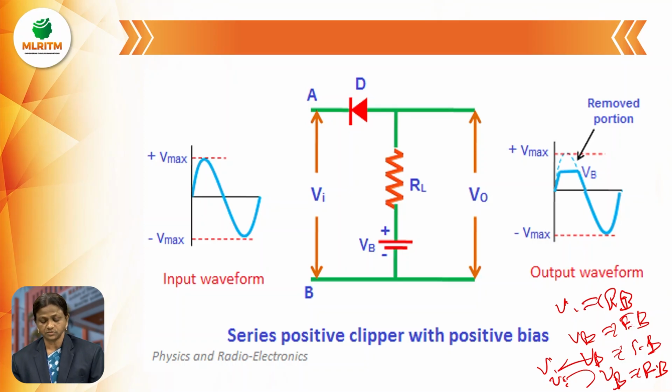The same current is also passing through load RL. Therefore, output voltage V0 equals IL into RL. So, whenever VA is less than VB, diode D is in forward bias, and whenever the diode is in forward bias, you can get the corresponding output at the output side.